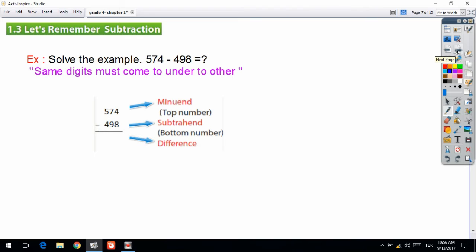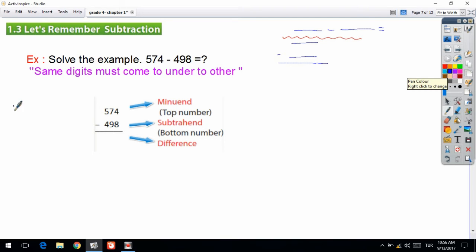Okay, let's look at another page. On this page, there is an example about subtraction. As I said to you before, we have horizontal form, we have vertical form. Which one do you want to use? It depends on you. Okay, what do I do? Vertical form, of course, is easier than the other. Don't forget, you will write the same digits under the other.